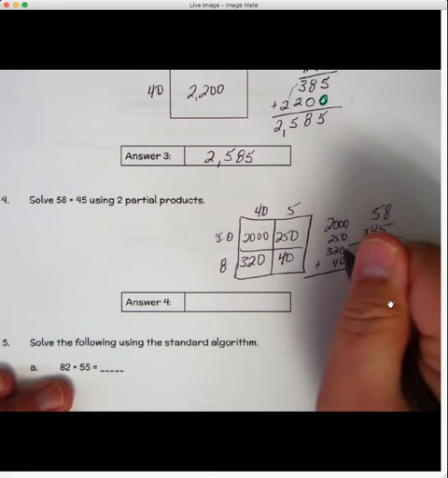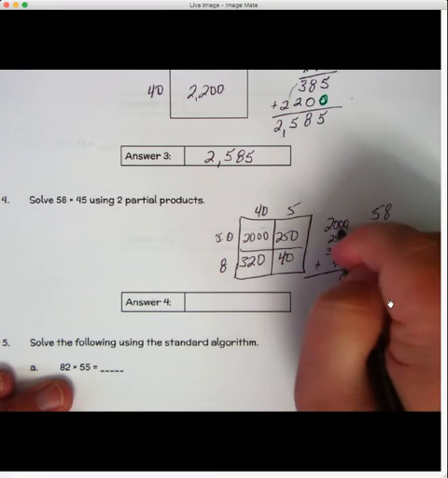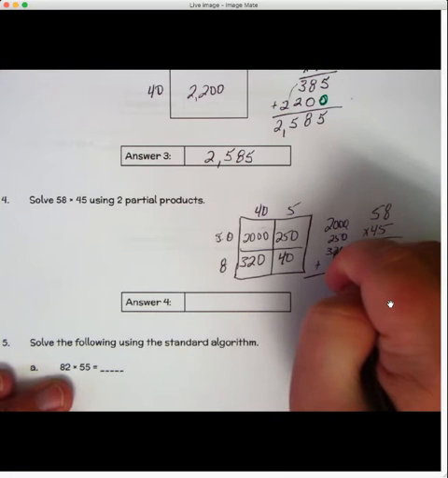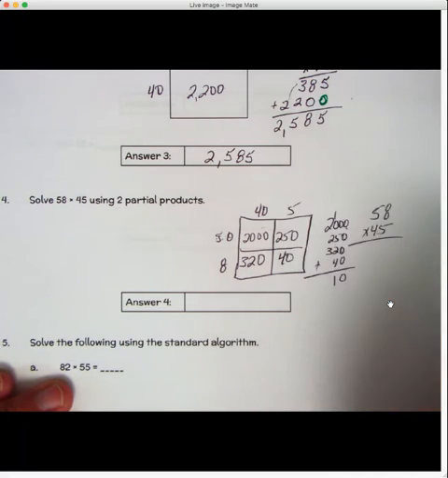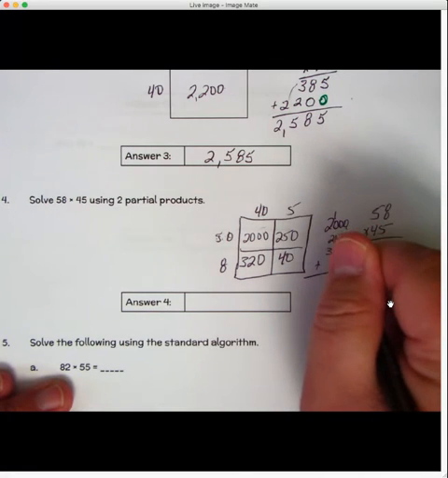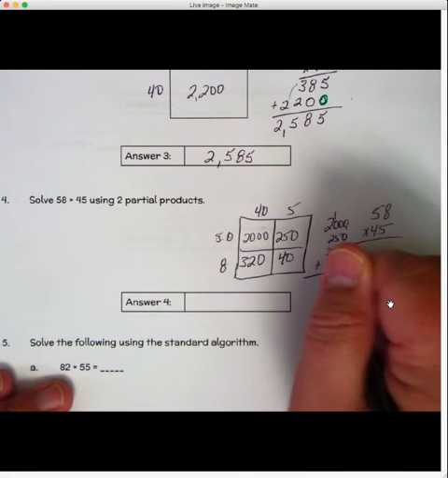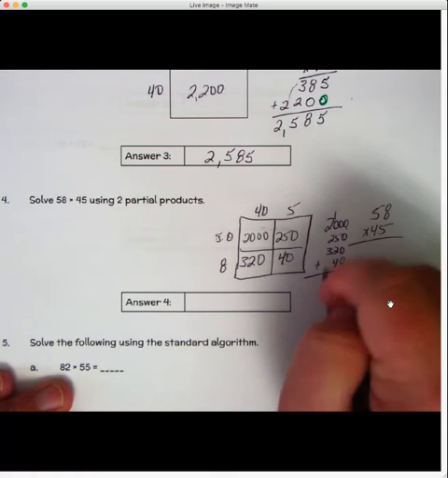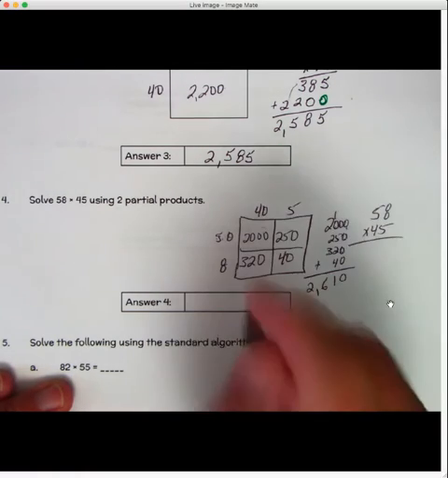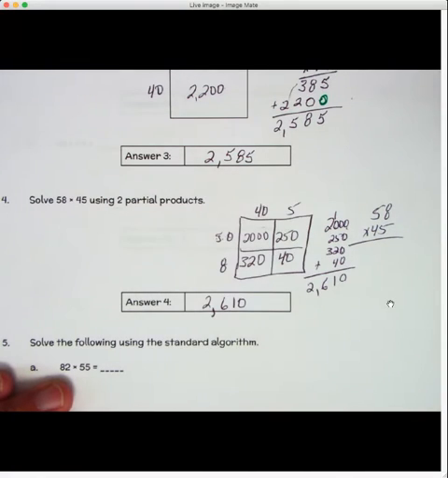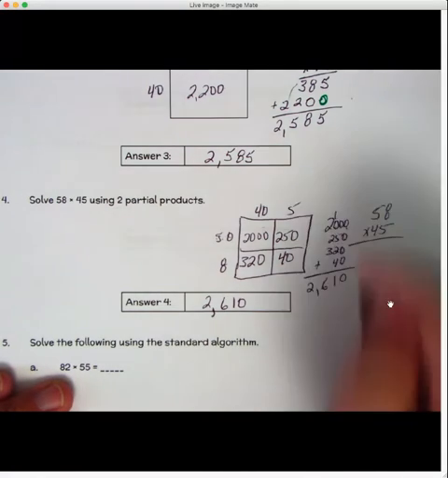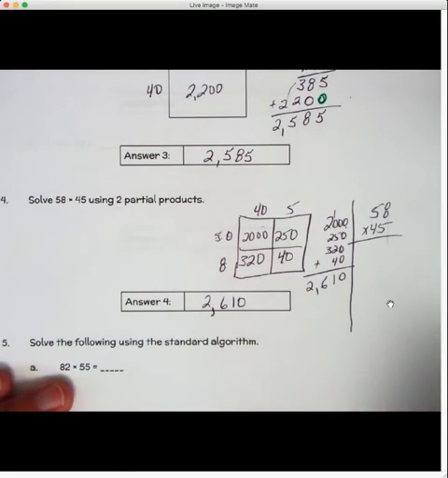So 0 plus 0 plus 0 plus 0 is 0. 0 plus 5 is 5. Plus 2 is 7. Plus 4 is 11. Put our 1 down. Carry our 1. 1 plus 0 is 1. Plus 2 is 3. 3 plus 3 is 6. 2 in the thousands place. So the answer is 2,610. Okay. Let me work that out just over here just to show you.